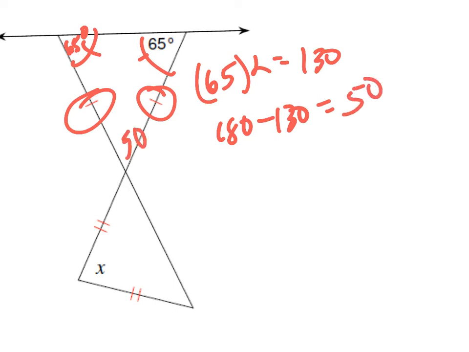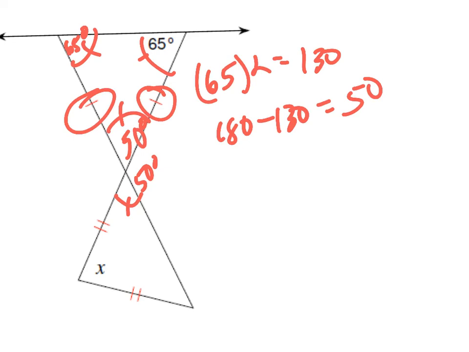So let me just annotate that as 50 degrees. I know that this vertex angle here is going to be congruent to this base angle over here, right? So I know that they're going to be congruent because they're vertical angles to each other, right? They're forming that X that we see.